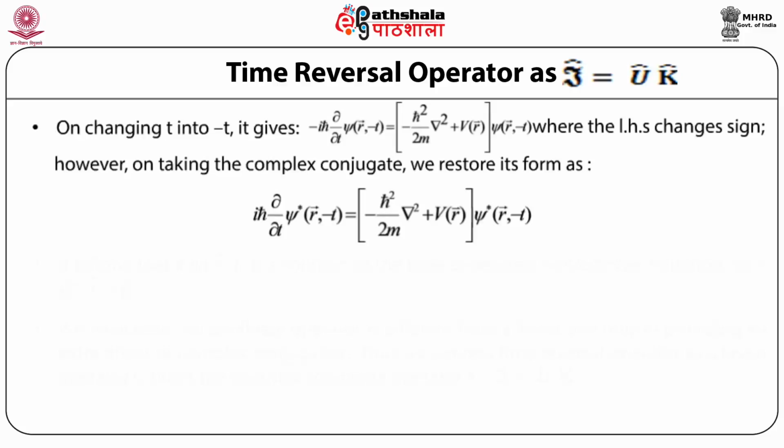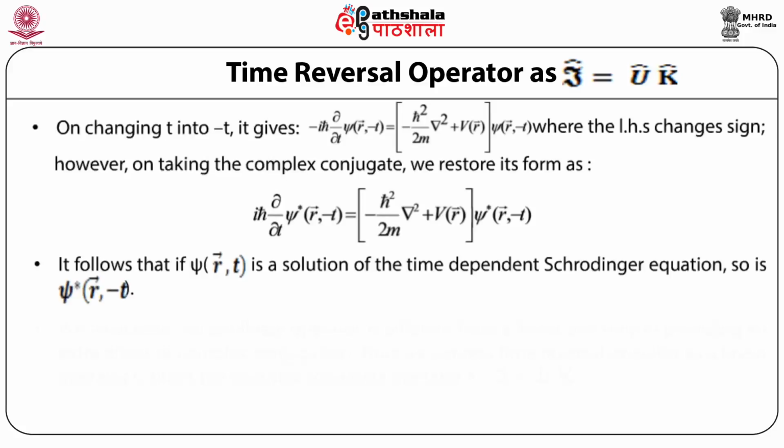Now if we take the complex conjugate of the above equation, we restore it to its form as iħ times the partial derivative with respect to time of the wave function ψ star (r, -t), that is the complex conjugate of the wave function ψ, and this is equal to the bracket open minus ħ² by 2m ∇² operator plus potential V(r) bracket close times the wave function ψ star (r, -t). And from this equation one can see that it follows that the wave function ψ(r, t) is a solution of the time dependent Schrodinger equation, and so is the wave function ψ star (r, -t), where ψ star is the complex conjugate of the wave function ψ.